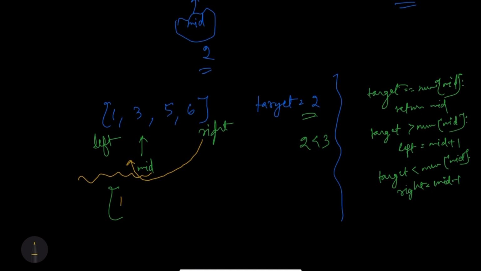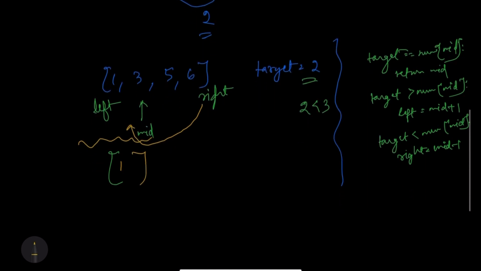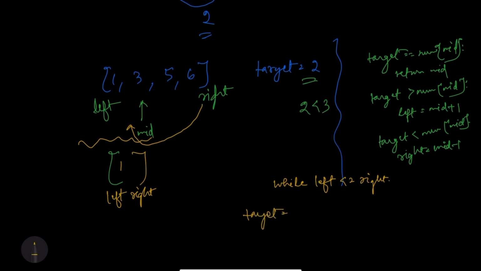So now we will just have 1. Our left is 1, our right is 1. So we will enter the loop again, which is while left is smaller than or equal to right. Now we will check if our target is equal to mid. Our mid would also be this position, which would be 0. Our target is not equal to mid, so we cannot return that.